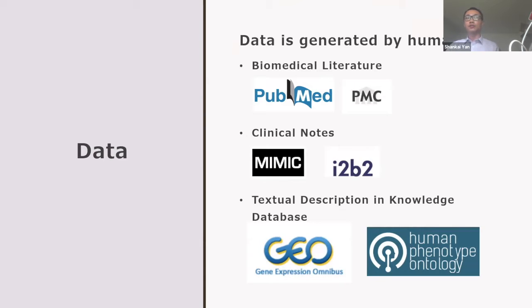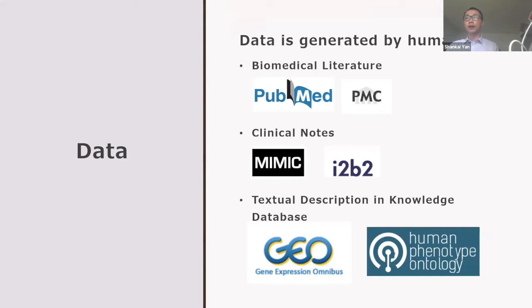Here are three kinds of data sources you can find. One is biomolecular literature, for example PubMed. PubMed is from our group, and PMC is also from our group. I think most of you have used it before to search for papers. The second type is clinical notes. A common example is the MIMIC dataset, which includes a large amount of clinical notes in the database. I2B2 is also a data source you can use. But sometimes you need to ask for permission to use the data in these datasets because they contain private health information in the clinical notes.